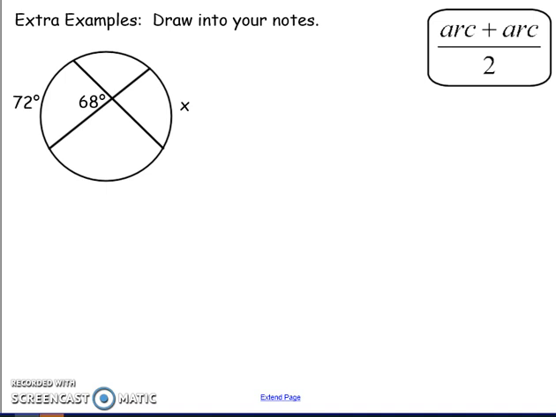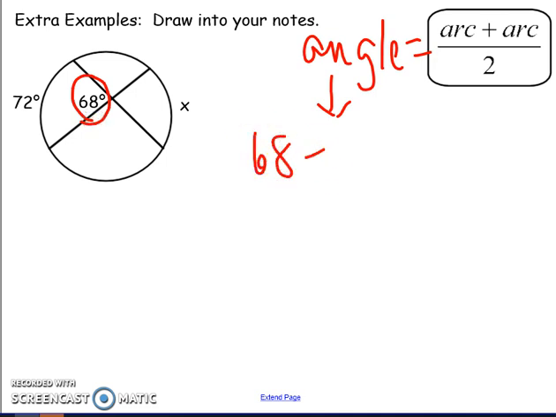All right, this one is just a little bit different. We're going to use the same formula, but we have to remember that the angle is equal to the sum of the arcs divided by 2, because in this question, I already know the angle. So in place of that angle, I'm going to put the angle measure, which is 68 degrees. Then I'm going to add my two arcs together, but this time one of my arcs is what I'm looking for. So we're going to use the x in the equation, add the other arc to it, and divide by 2.